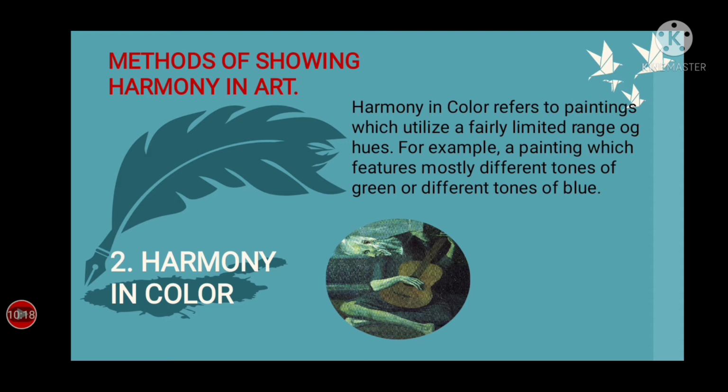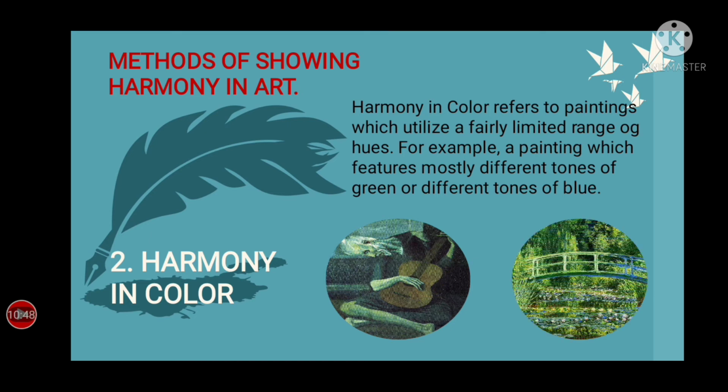So we have here an example. This is Pablo Picasso's The Old Guitarist. So as what you can see, it is united by the dull blue tones used in the painting. So even yung orange na guitar, it looks like it is bathed in blue light. So makikita na talaga natin yung dull and mostly blue tone.